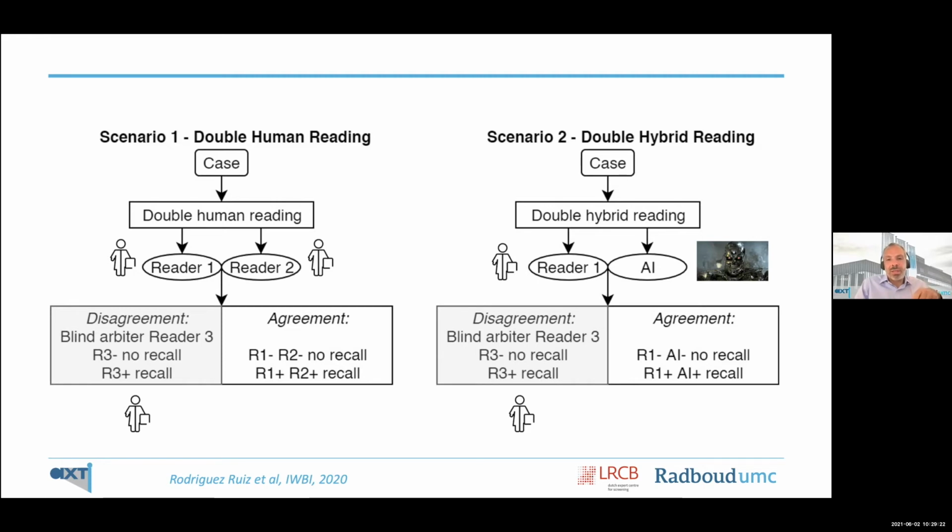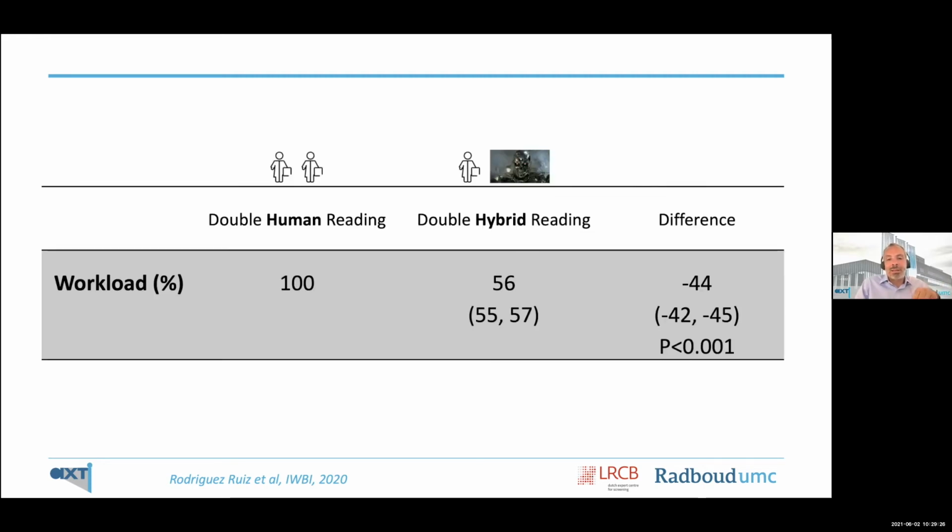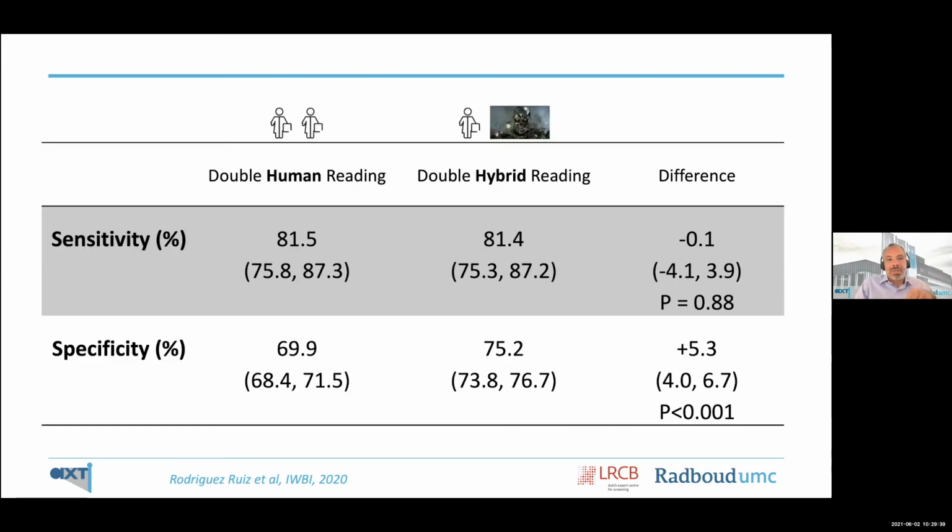We ran this simulation using the same 9-set data set that I already talked about. And of course, the workload reduction would be substantial. It would be around 44% fewer cases read by humans. That 6% is because, of course, the arbiter needing to step in. The sensitivity would be the same, so we wouldn't miss any cancers, but the specificity now would be higher.